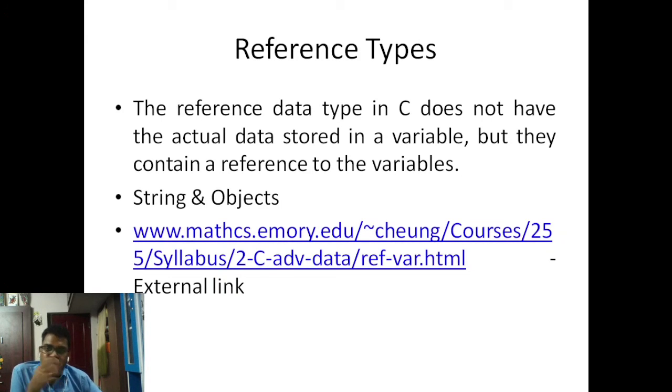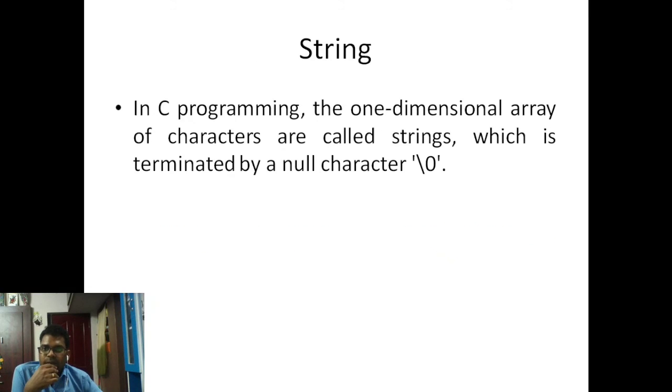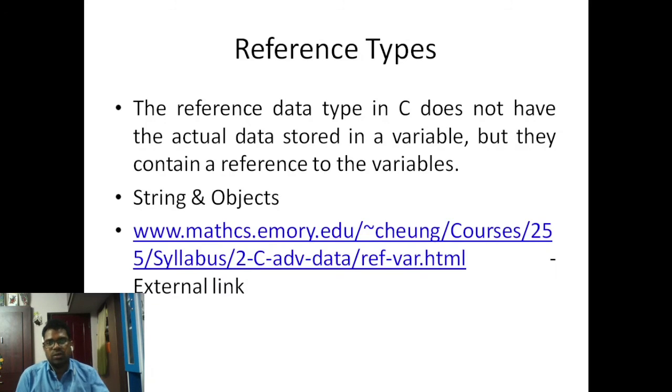Reference types, this is the same as pointers. Strings and objects also come under reference types in C. String is a one dimensional array of characters. This is a mixture of arrays as well as pointers, so that's the way it works. This is called reference types.